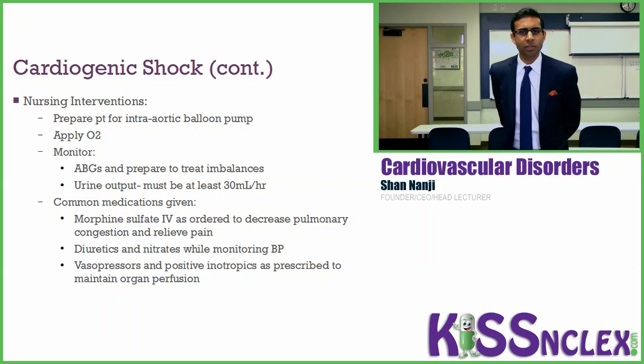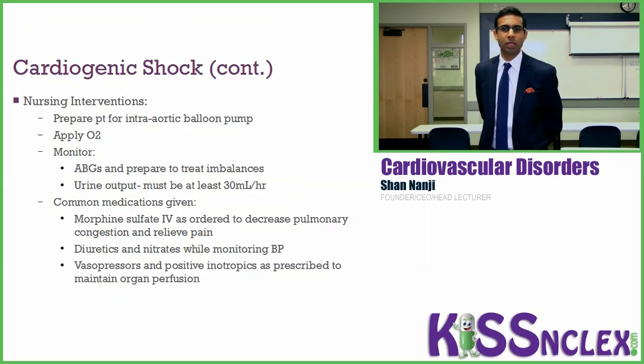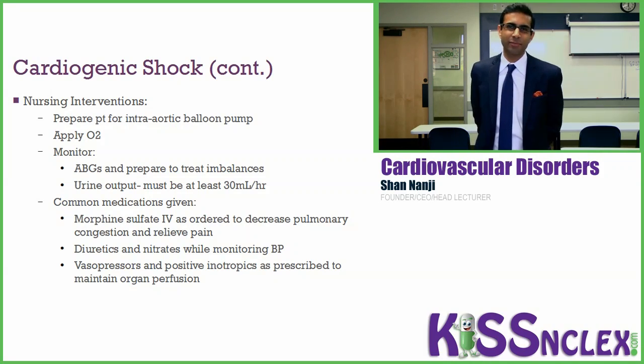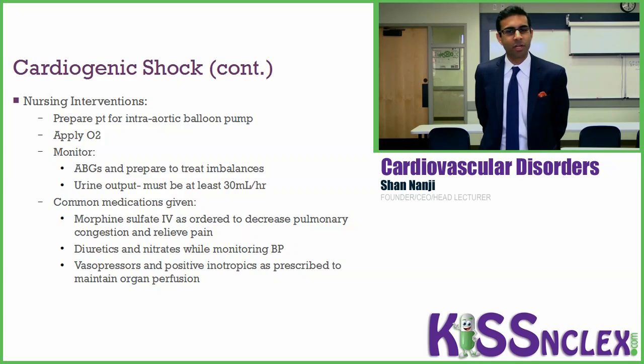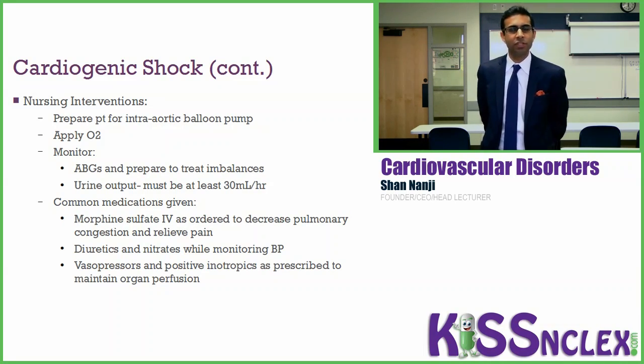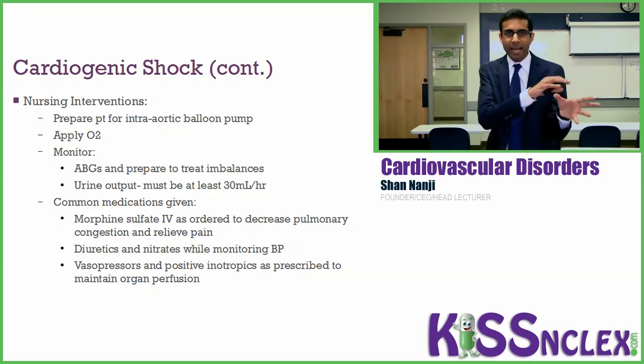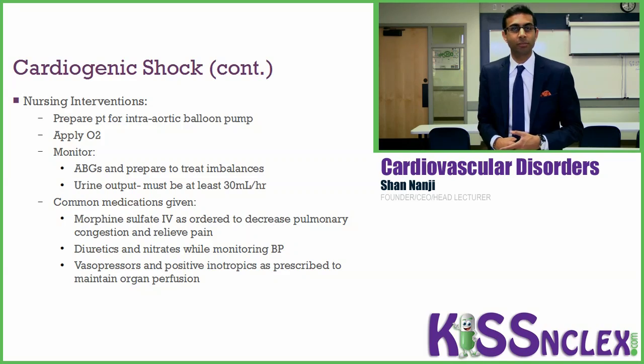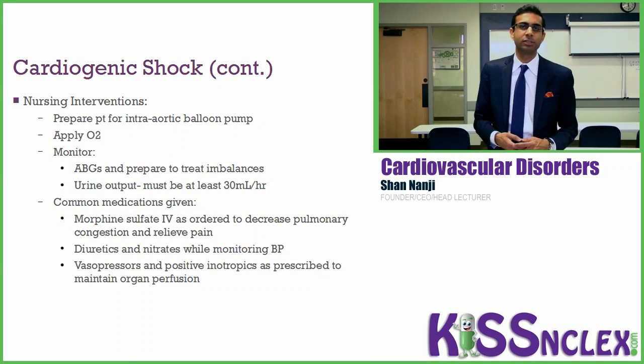So what are you going to do as a nurse if somebody has cardiogenic shock? Well, you're going to have to prepare the patient for an intra-aortic balloon pump. You're going to have to give them oxygen. Normally when a heart's involved, you're going to have to give oxygen. And on this one, you have to monitor the ABGs, the blood gases, and if there are any imbalances in those blood gas readings, you're going to have to be prepared to treat those imbalances.